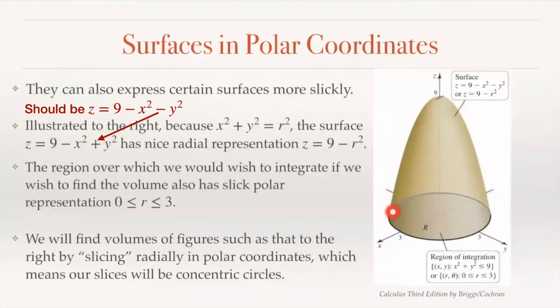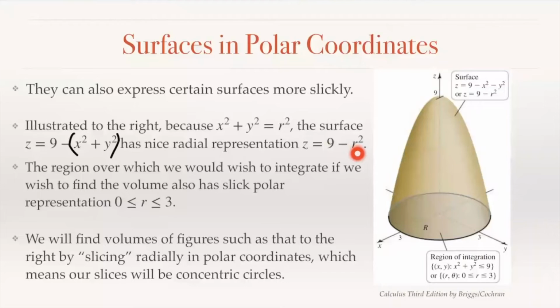So let's say that we wanted to find the volume underneath this paraboloid, z equals 9 minus x squared minus y squared, over the disk x squared plus y squared is less than or equal to 9, which is its intersection with the xy plane. As you can see by setting z equal to 0 here, you'll get that it's a circle of radius 3. And in this, because x squared plus y squared is r squared, then 9 minus x squared minus y squared, which is 9 minus parentheses x squared plus y squared, has a nice radial expression as 9 minus r squared.